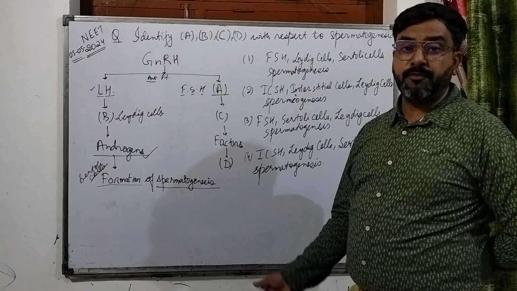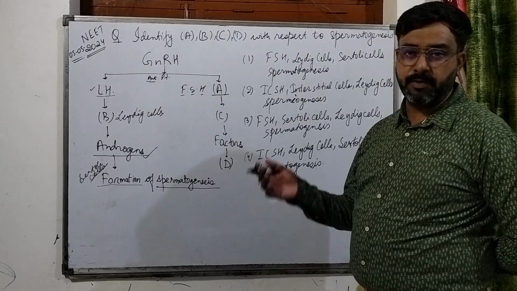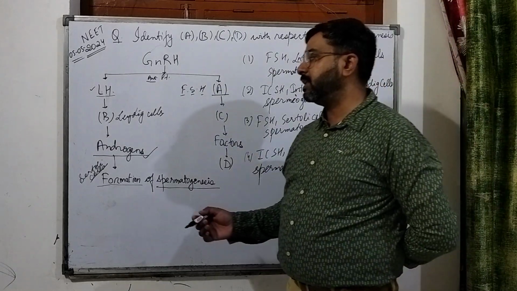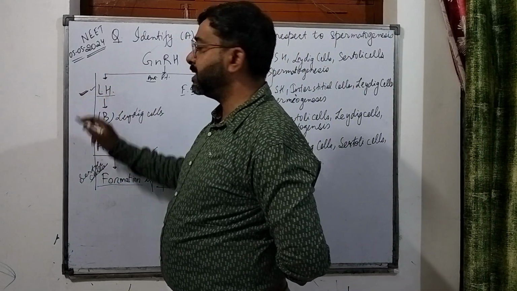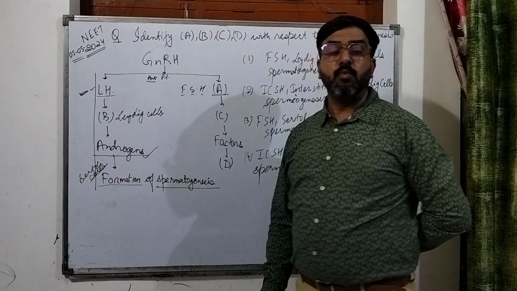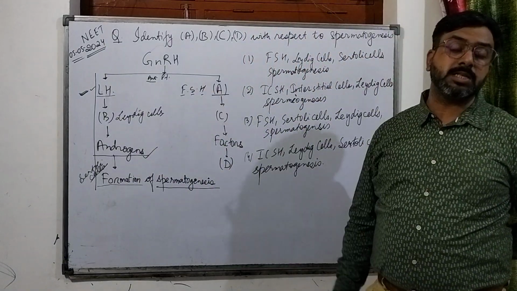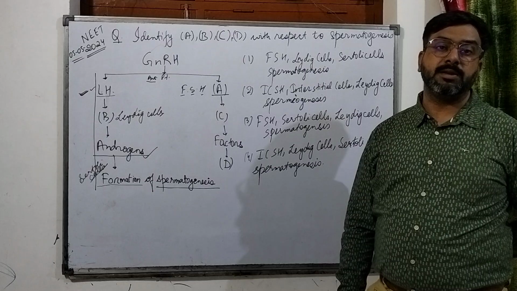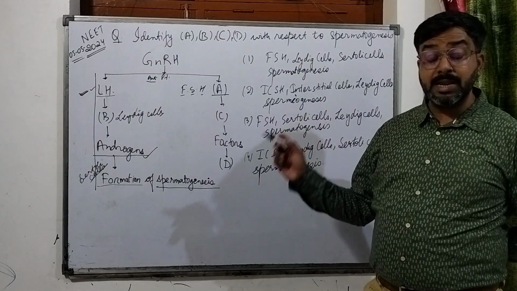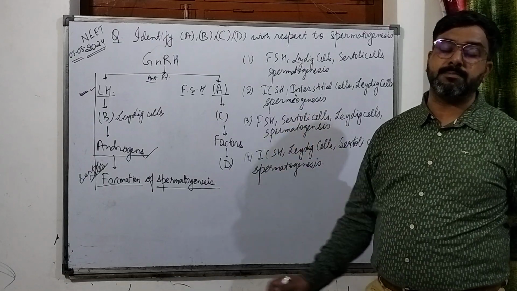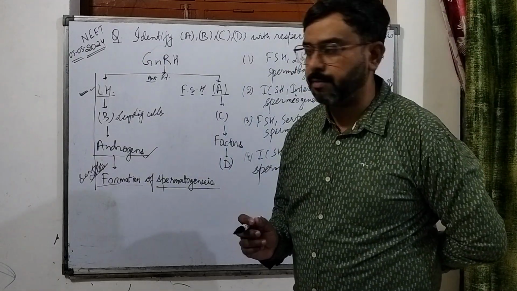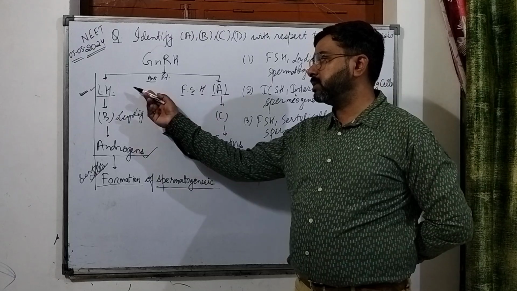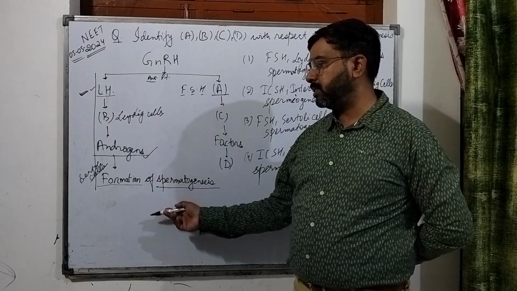If it had been asked for female, then the surge in LH will cause the release of the secondary oocyte. It will help in the bursting of the Graafian follicle and the release of the secondary oocyte from it. Here it is asked for male, so we have completed this chain.